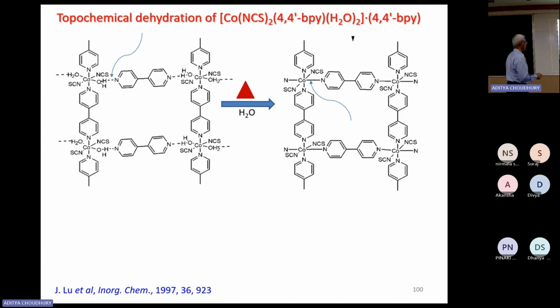This extends, forming a 2D sheet. It's an aggregate. In one direction, it is a coordination polymer. In the other direction, it is a hydrogen bonded aggregate.